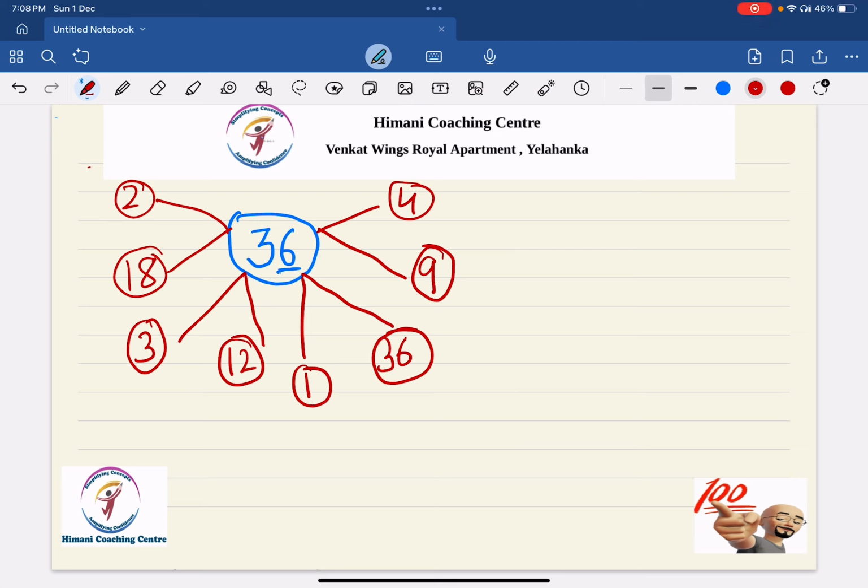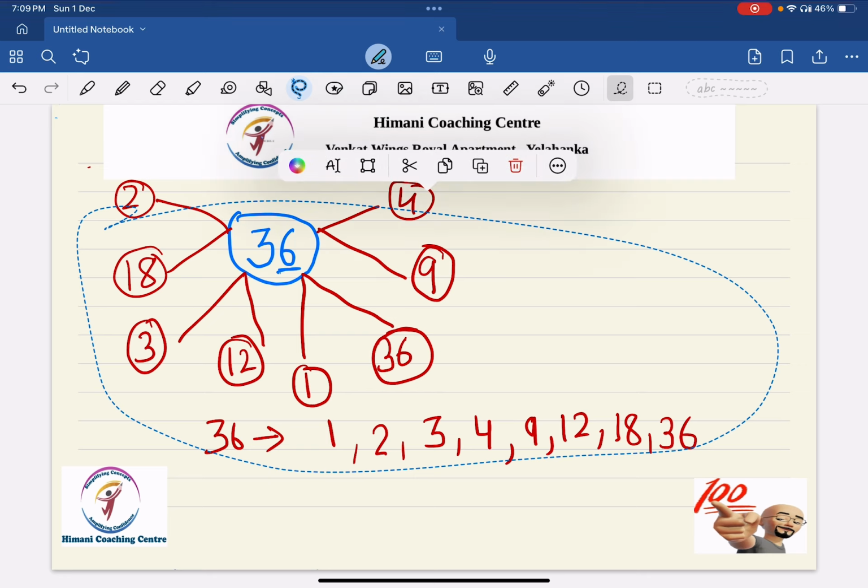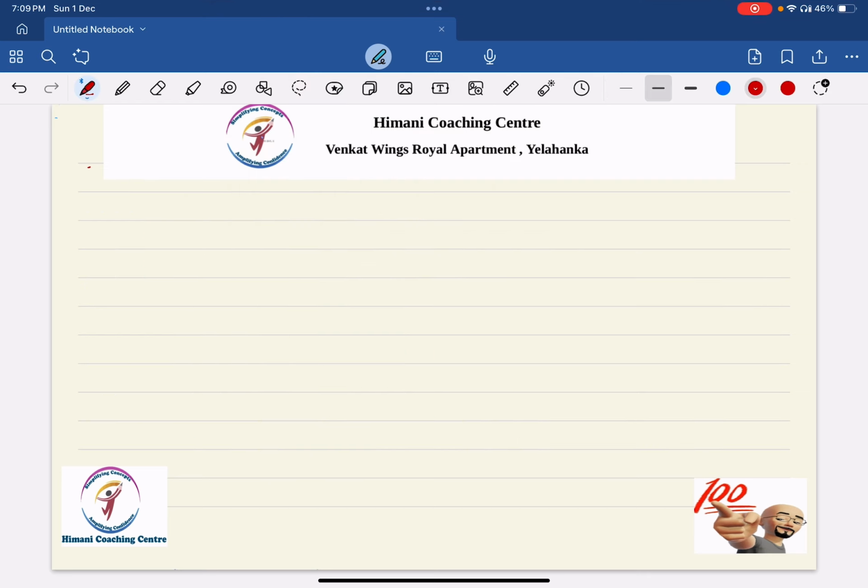Okay. So if I want to write the factors of 36 starting from the least, so 1, then 2, then 3, then 4. After 4, what should we write? 9, yes. Then 12, then 18, and then 36. So these are the factors of 36. Okay. So kids, this is how we use the method of division to find factors of numbers.